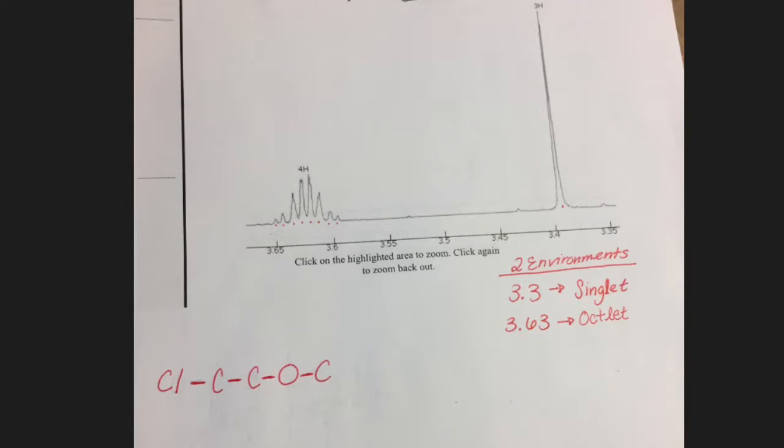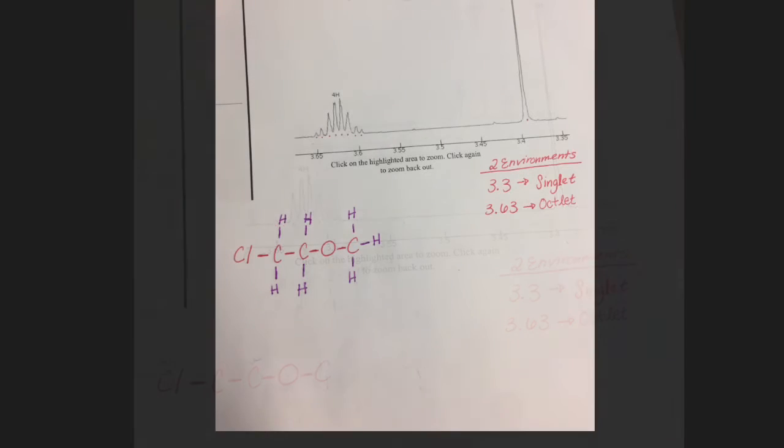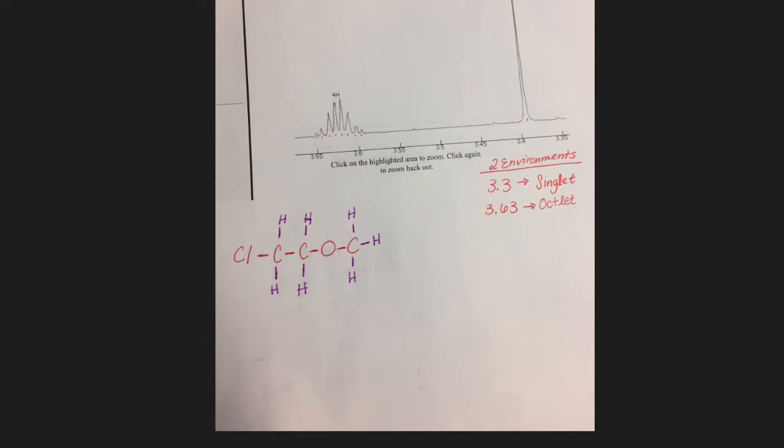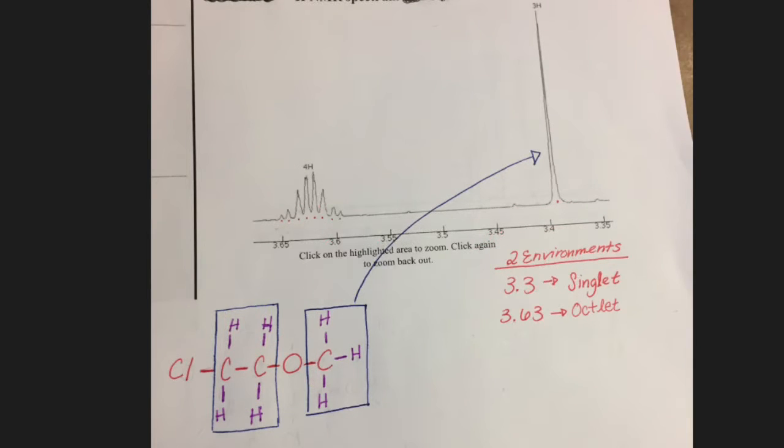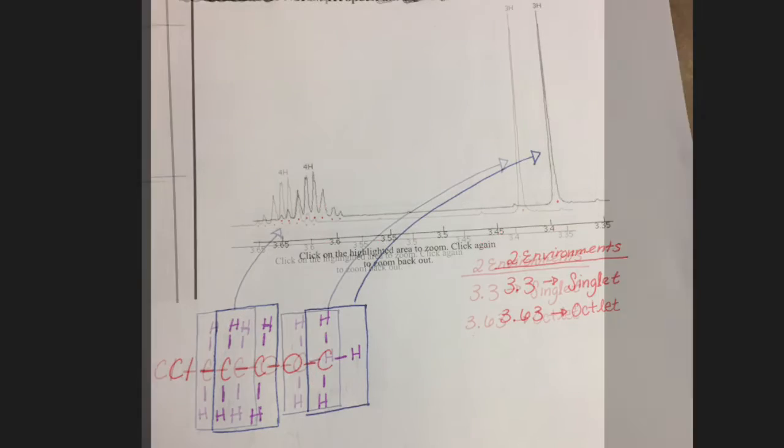So again, the chemical formula for this structure is C3H7OCl. So I'm going to draw a possible structure here, and then we will go ahead and identify the different environments. I'm going to draw in the hydrogens to help visualize a little better, and then I'm going to circle the different environments that I think are present in this structure. Alright, so here are the 2 different environments that I think are in the structure. On the right side, I'm going to match it up with the singlet, and on the left one, I'm going to match it up with the octet.